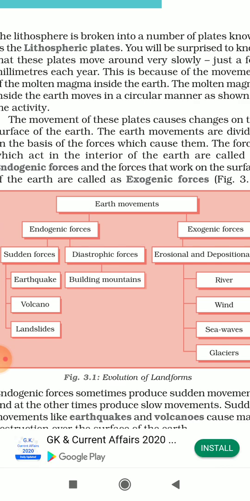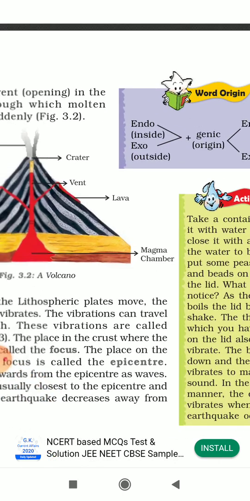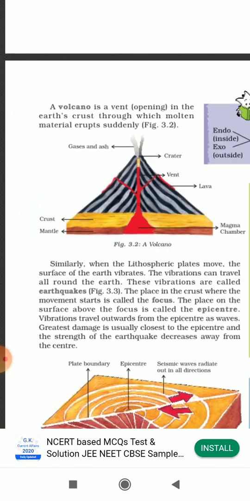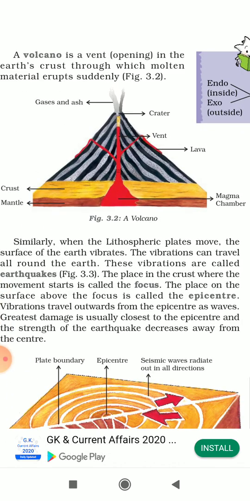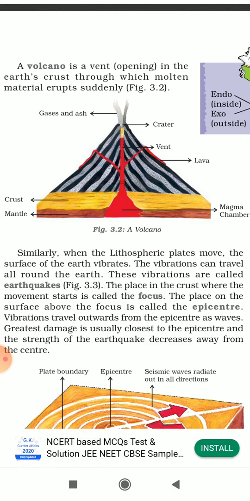A volcano is a conical mountain or hill having a vent opening through which molten material like lava, rock fragments, hot vapor and gases erupt suddenly. So, this is called a volcano.